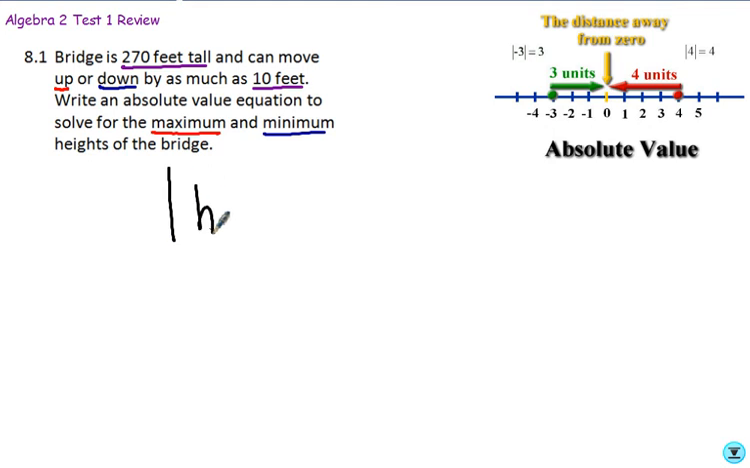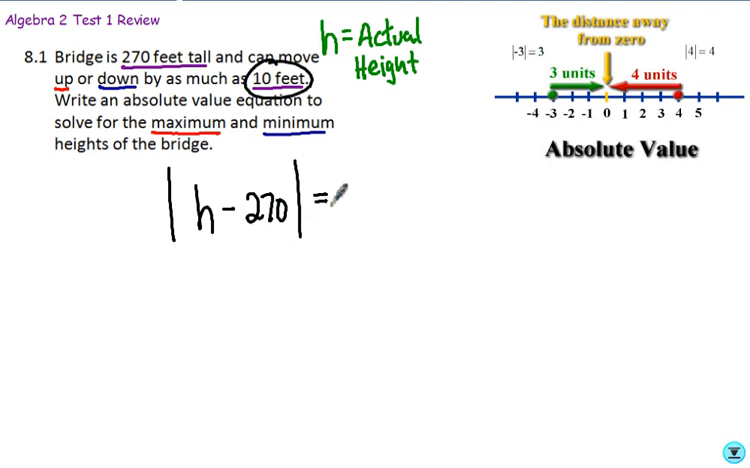So let's take h. h is going to represent the height of the bridge, the actual height. And what I mean by actual is that because it fluctuates, maybe it goes up, maybe it goes down. It should be 270, but the actual height may vary depending upon traffic and weather and all those kinds of conditions. Now, the difference between what it is versus what it should be shouldn't be any more than 10. So that's why we're going to say equal to 10.